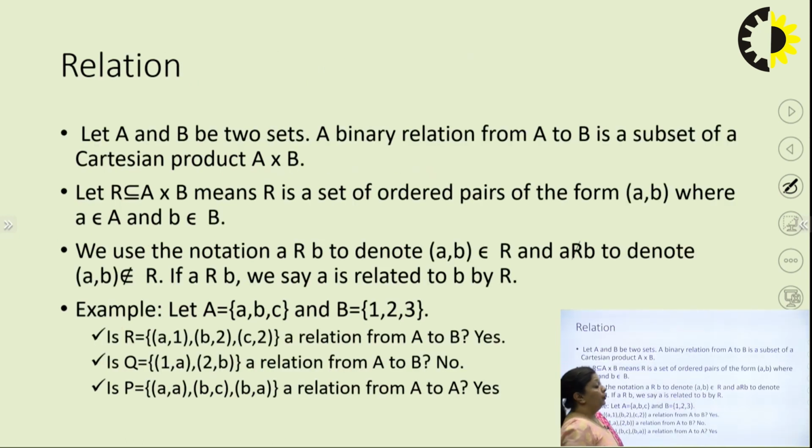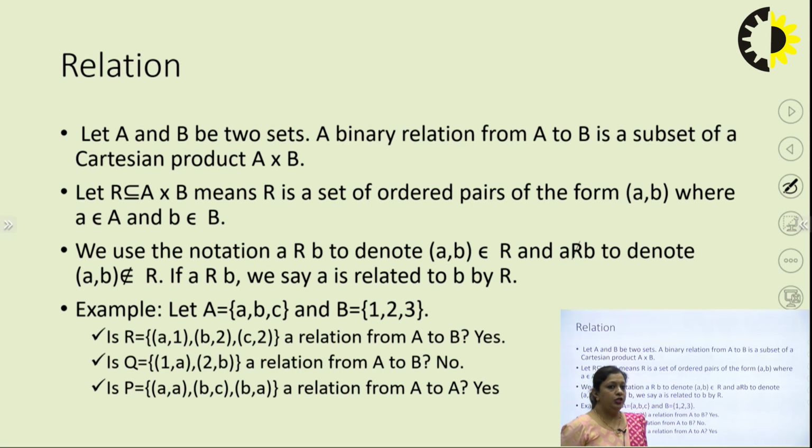Now, coming to relations, what is a relation? In order to understand a relation, we should have the knowledge of ordered pairs as well as Cartesian product, because a relation is actually a subset of the Cartesian product of any two sets A and B. If you have any two sets A and B and I take the Cartesian product A cross B, I'll get all the ordered pairs which are possible for sets A and B.